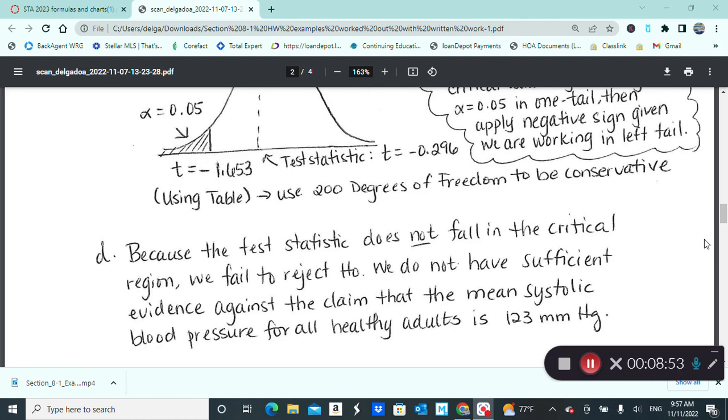In this case, because we have a real world context, we can translate that into an understandable statement. We do not have sufficient evidence against the claim that the mean systolic blood pressure for all healthy adults is equal to 123 units. Remember, we always write our conclusion in terms of the null hypothesis, which is a statement of equality.